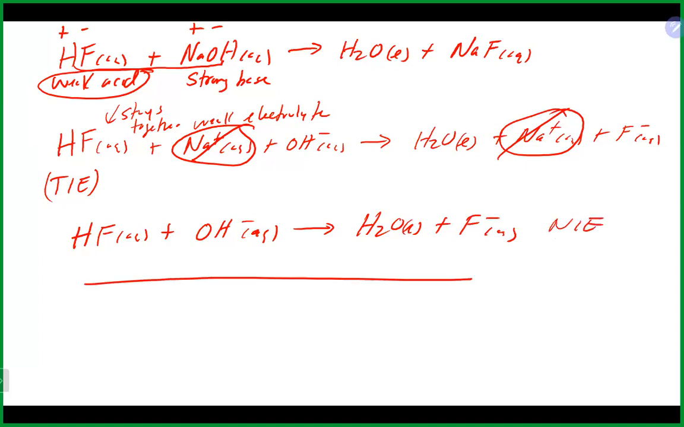So if you do have a weak electrolyte involved, you have to keep it together and your net ionic equation will look slightly different. Any questions on that? You'll probably only have 1 spectator ion. Questions?